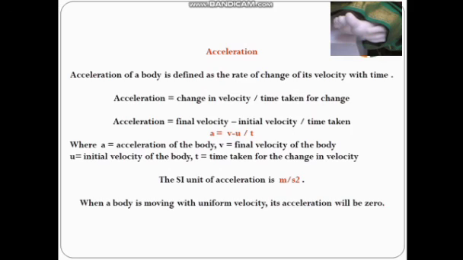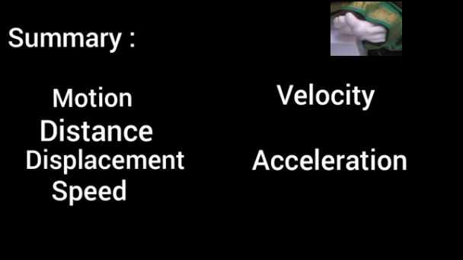The unit of acceleration is meter per second squared. Whether it is acceleration or deceleration, we can calculate it using the formula a is equal to v minus u divided by t, that is, change in velocity divided by time taken. In a nutshell, the key terms we have learned today are motion, distance, displacement, speed, velocity and acceleration.